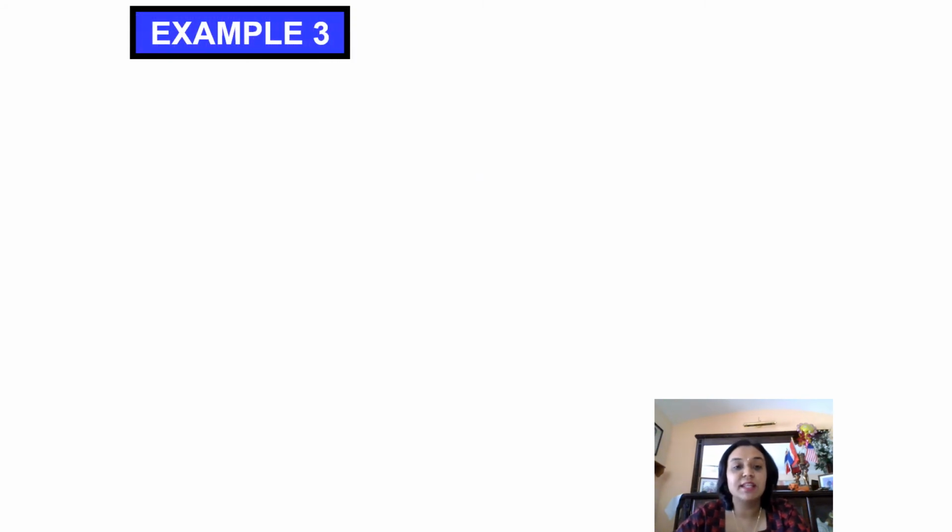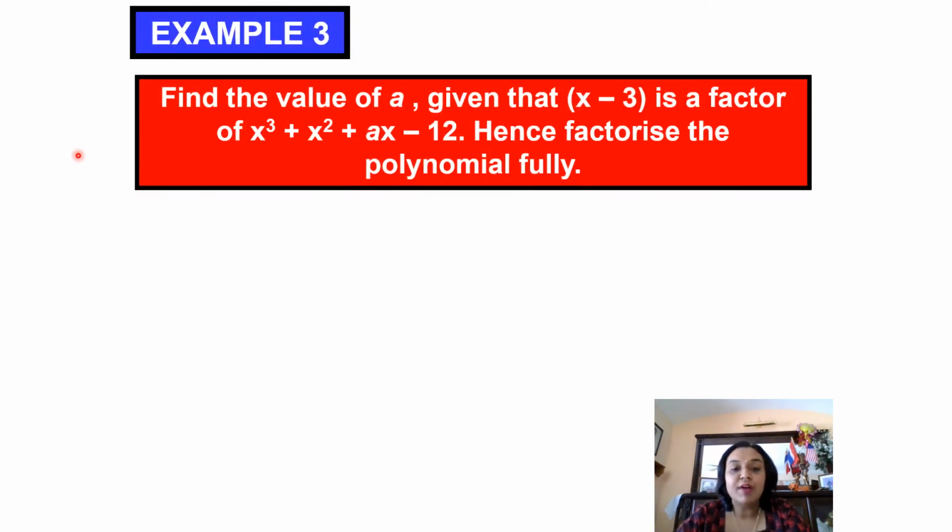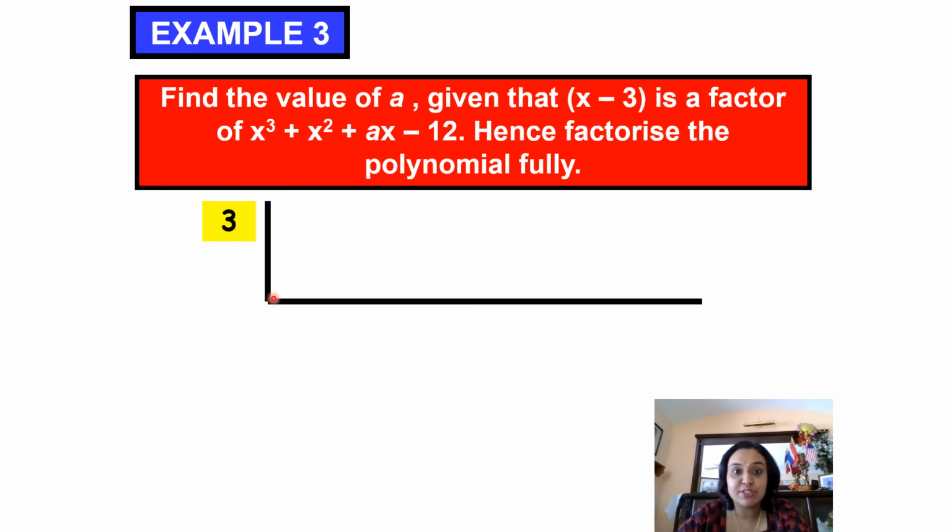Now we will visit another example. Find the value of a given that x minus 3 is a factor of this function. Hence, factorize the polynomial fully. So how do we actually find the value of a? We can use the synthetic division method. If x minus 3 is a factor, then the remainder has to be 0.